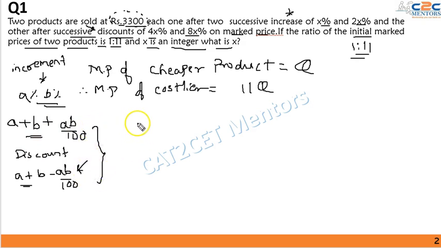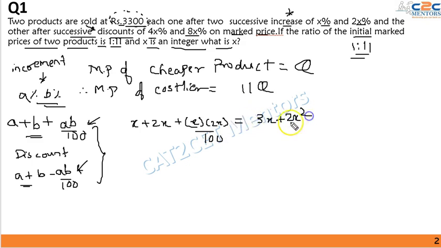Now the net percentage increase on the cheaper product is X plus 2X. We are given that there is a successive increase of X% and 2X%. So we will substitute X and 2X in this formula for the successive increase: X plus 2X plus X multiplied by 2X upon 100. So I am going to get my resultant as 3X plus 2X square upon 100. So this is the net percentage increase on the cheaper product.